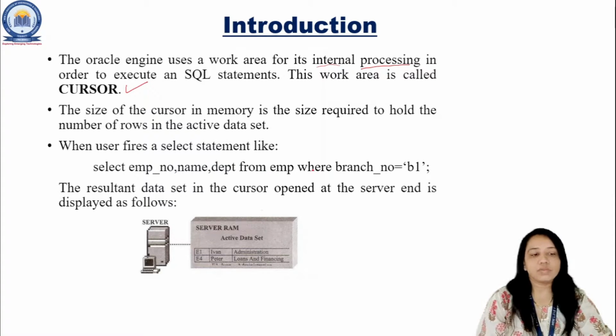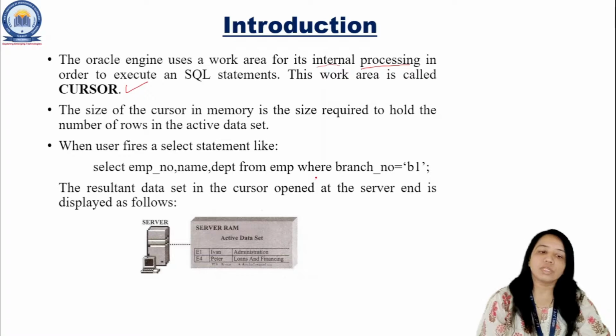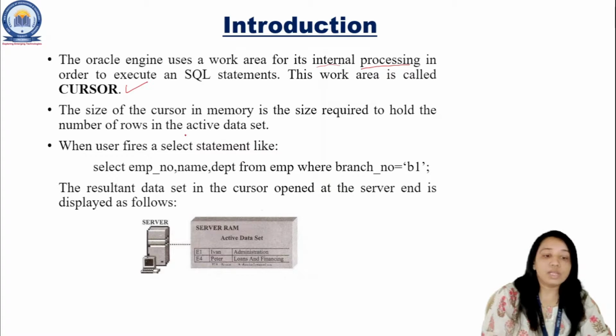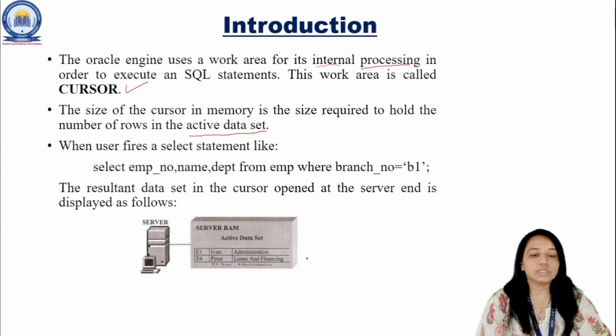Now, what would be the size of the cursor, that means how much memory is required? That is normally determined by how many tuples or rows are selected by the particular query, and that is called the active data set. Whatever the data is, it is going to be stored at the server side. So this is called the active data set.